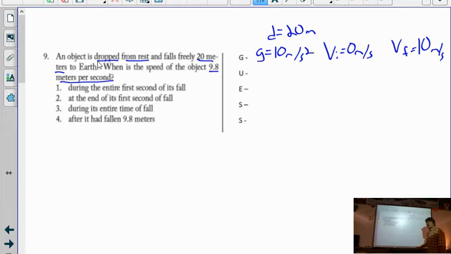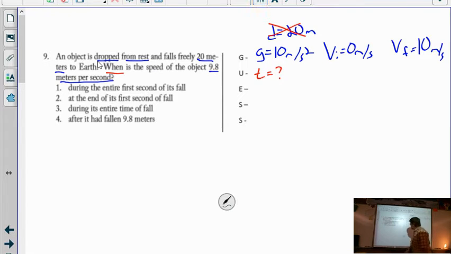Now, usually you get 3 pieces of information, and that's all you need to solve a kinematics problem. And so you're given an extra piece of information here, a distractor, and that distractor is this right here. Because it's not asking how fast it will be going when it falls 20 meters. It's saying when will it be falling at 10 meters per second. And so this is just a distractor. We don't need that. What are we looking for? It's when, and that is going to be time.